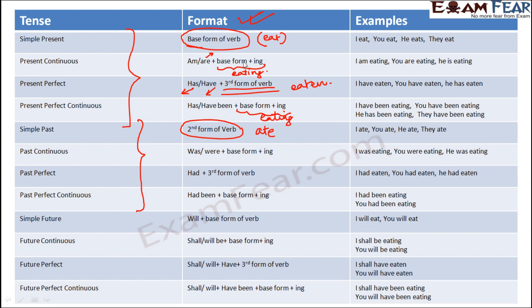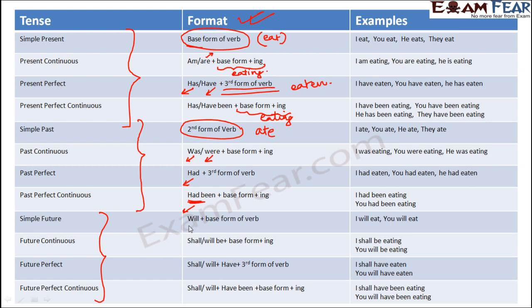In past continuous, it will be the same. Instead of is, are, you use was, were. That's it. Were for plural, was for singular. Again, for past perfect, instead of has, have, you use had. That's it. For past perfect continuous, again, instead of has, have, you use had. That's it. Simple. And in a similar way, for future tense, you will make use of will or shall.